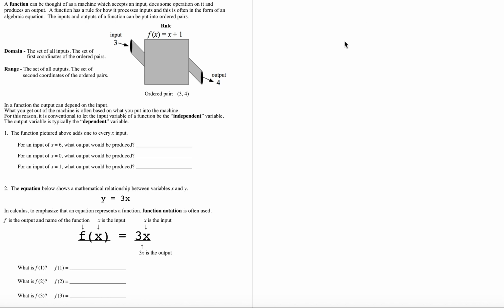The analogy goes like this. Our machine is drawn as a box with outputs on the right and inputs on the left. Now we can't see what's happening in the box, but there's some kind of process being carried out. Every function has a rule for how it processes inputs, and it's often in the form of an algebraic equation. So we've got our inputs over here and our outputs over here.